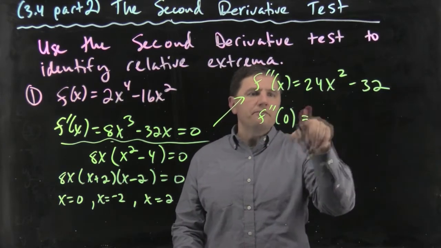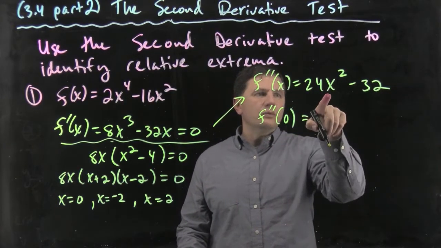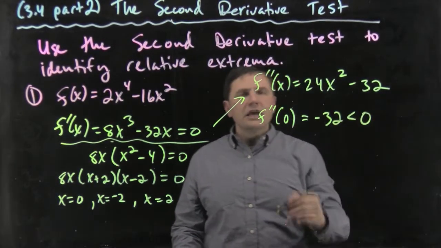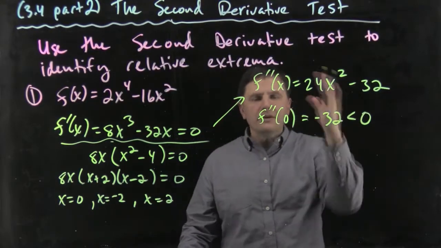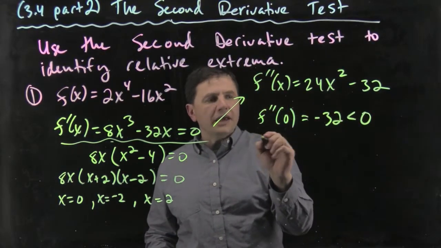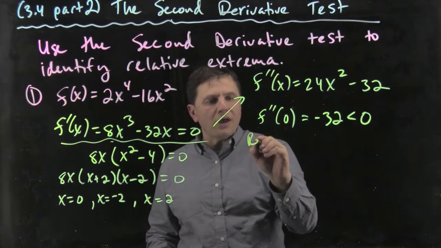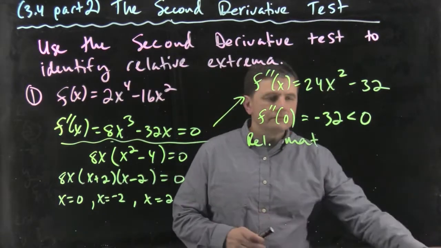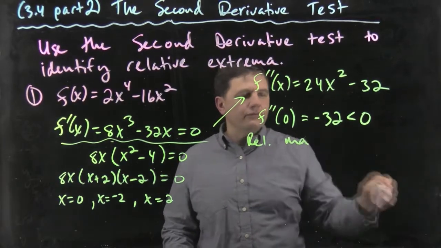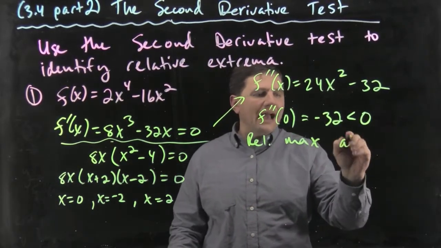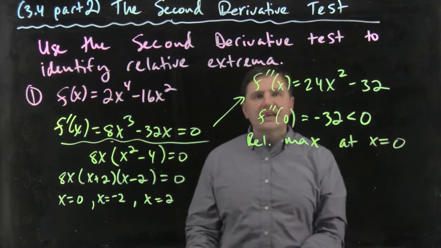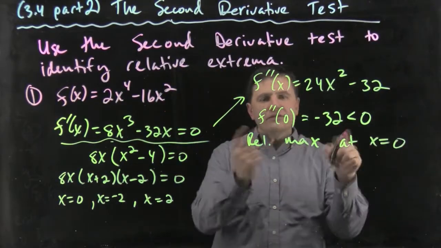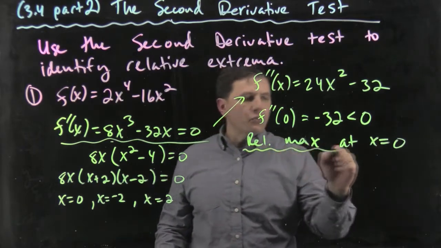So our double derivative, if we plug 0 into this, we get 0 minus 32, so that's negative 32. That's less than 0. So if I'm less than 0, that means I'm concave down. So this means we have a relative max at x equals 0. And that's all the justification I need. The identify as a critical point with showing the double derivative is less than 0 is all I need. So that's my first one.